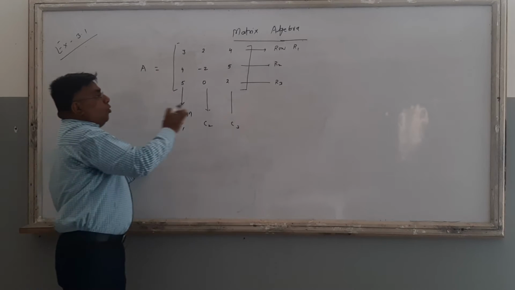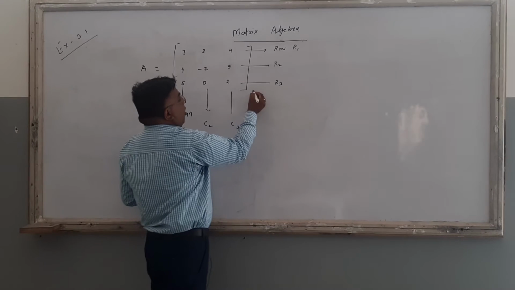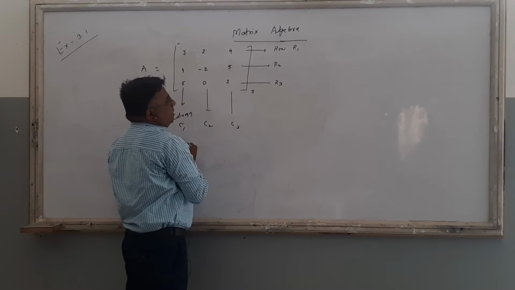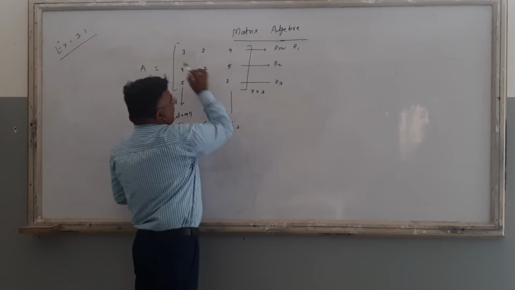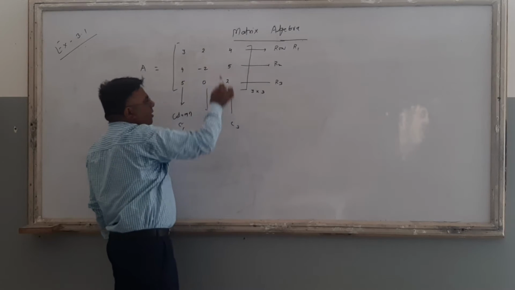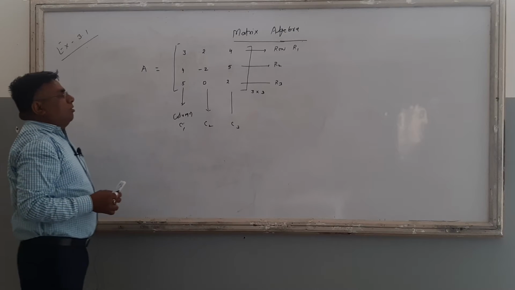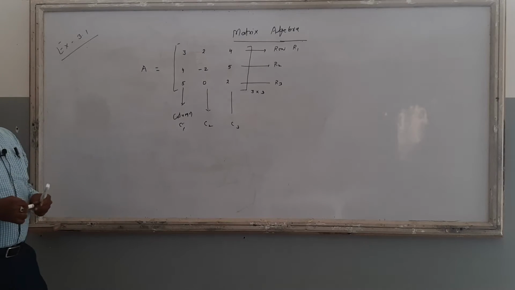That means 3 rows and 3 columns. The order of the matrix is very important. That is the 3 into 3 order. There are 3 rows and 3 columns, so 3 into 3, right? This is the order of this matrix.